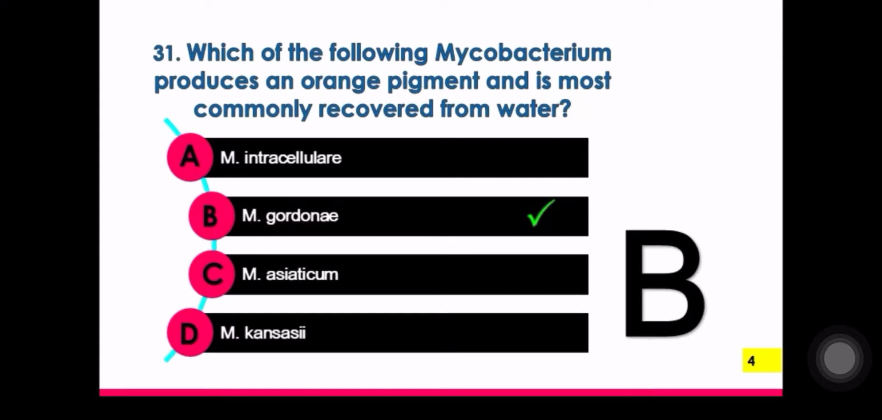The correct answer is letter B, M. gordonae. Mycobacterium gordonae has been recovered from water stills, faucets, and bodies of water. So, tap water, which is why it's called the tap water bacilli. Which is why it's called the tap water scotochromogen.